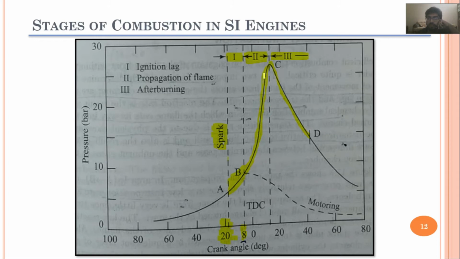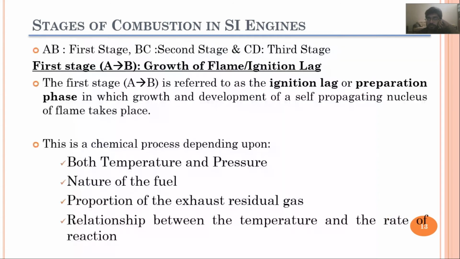After reaching point C, the maximum pressure has occurred. Now the expansion stroke has started and the pressure will start decreasing. So this is what is explained here. These are the stages of combustion in an SI engine. I will briefly go through the details.